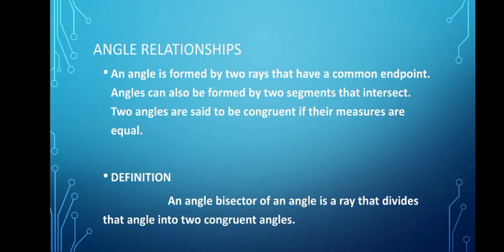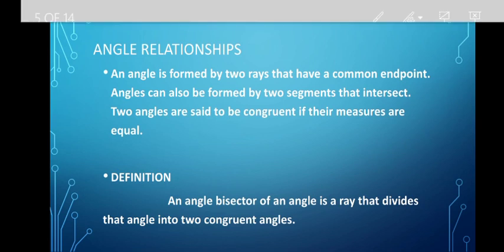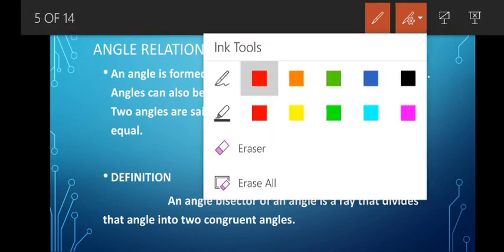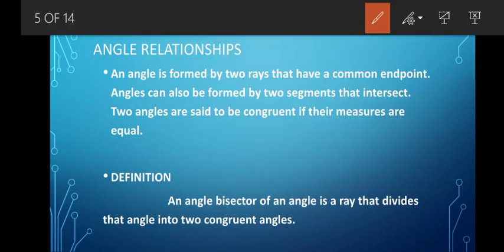So, an angle is formed by two rays that have a common endpoint, meaning the rays have one endpoint like this. Example. This is a point and this is a point, and angle EBC. So B is the common endpoint of ray BA and ray BC. So that is an angle relationship.